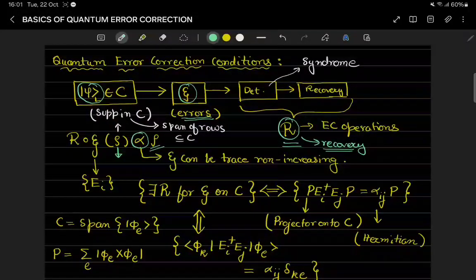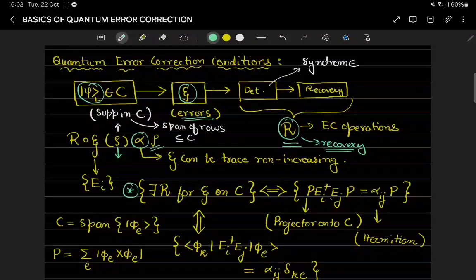So this is what we would expect out of error correction conditions: that it will provide us with a set of conditions on the error channel such that recovery is possible. I am not talking about recovery of any state. What I am talking about is recovery of states which are in the support of the code space. Here I have formally written the error correction condition, and we are going to prove this.